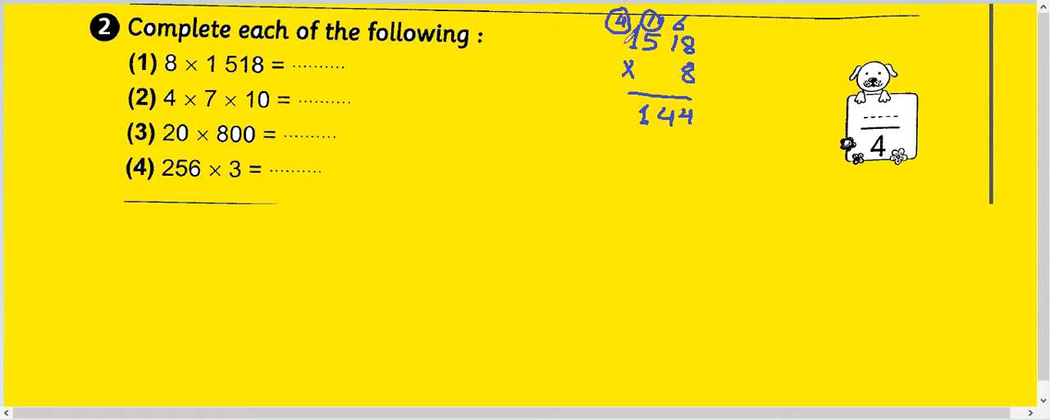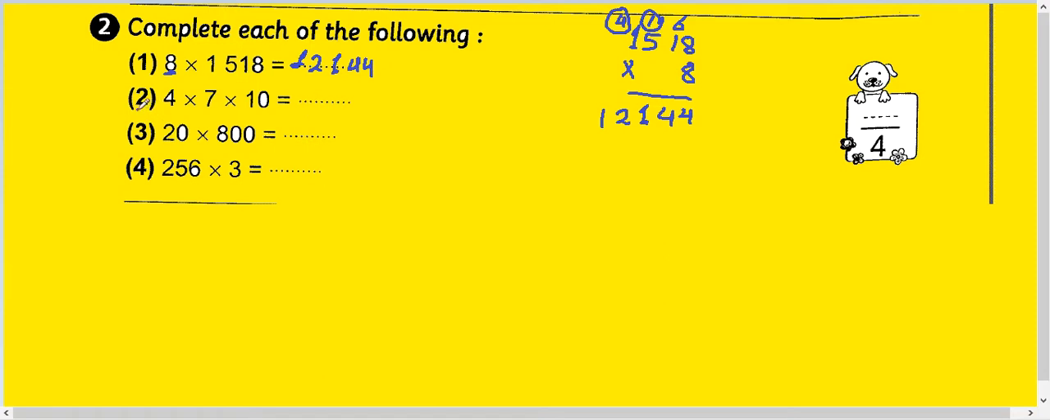8 times 1 equals 8. 8 plus 4 equals, it will be 12. So here the result equals 12,144. Here we have 8 times 1,518. Result equals 12,144.